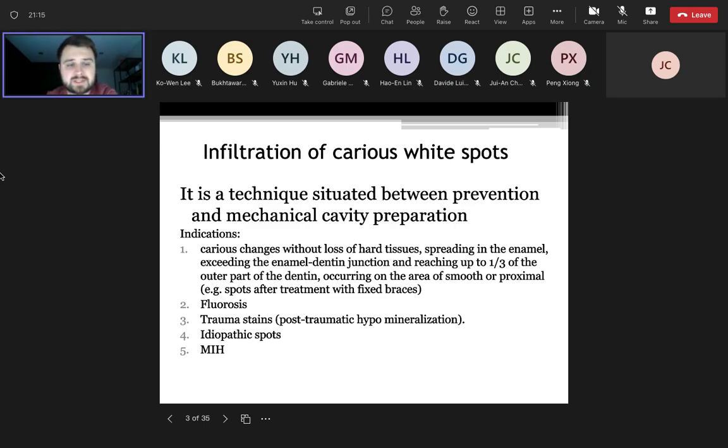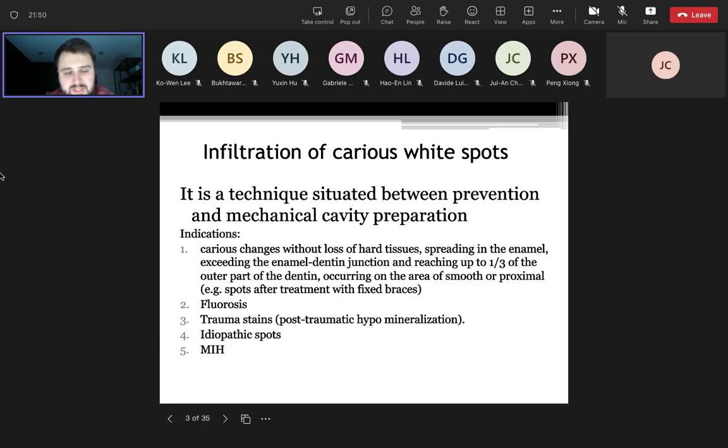So, as I said previously, the infiltration of the caries white spot is the first technique where we try to avoid the mechanical preparation of the cavities. This technique is situated between prevention and mechanical cavity preparation. It allows us to change the look of the cavity. I mean not the cavity, the caries, because in this situation we don't have a cavity.